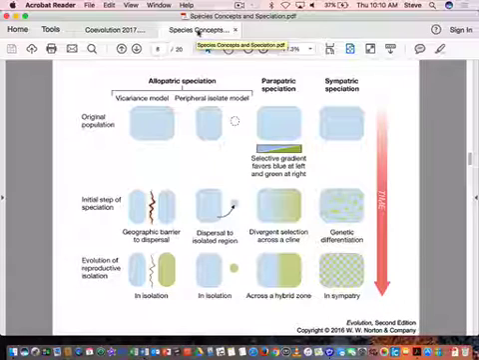So what are some processes that could cause that isolation leading to reproductive isolation and phenotypic divergence? These two environments might be different, and they favor different kinds of phenotypic or genetic traits. What else could happen?